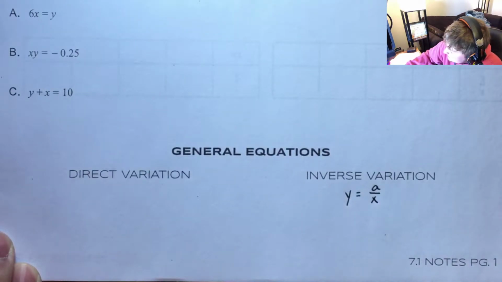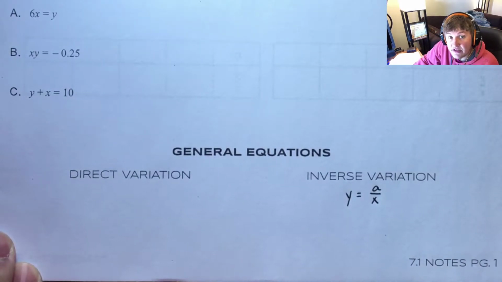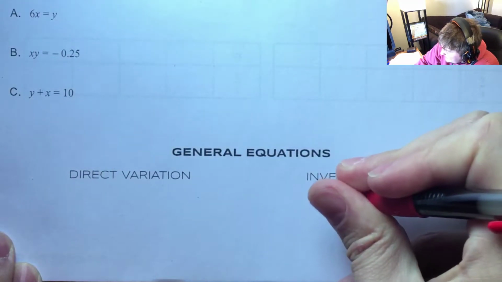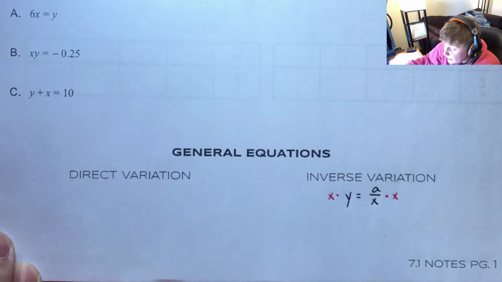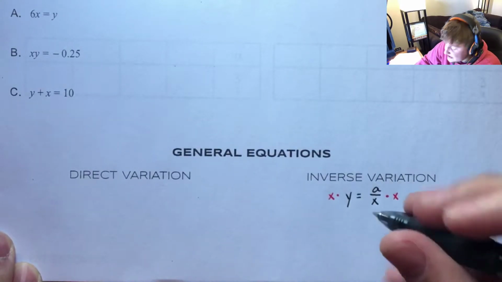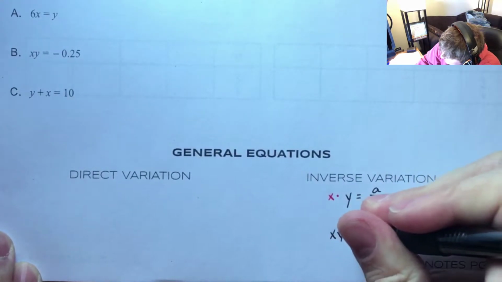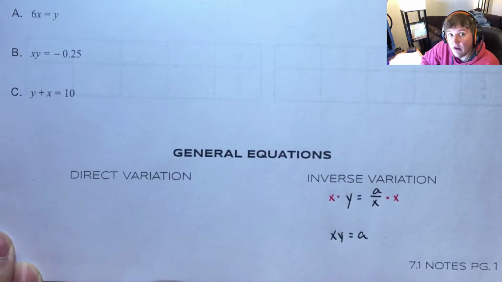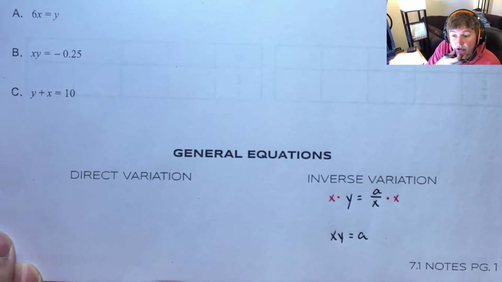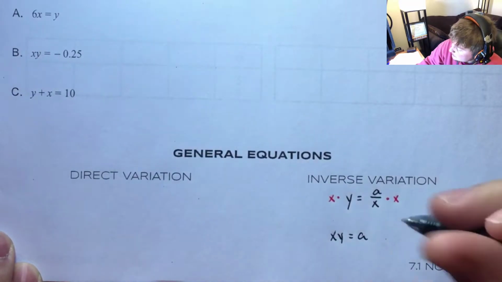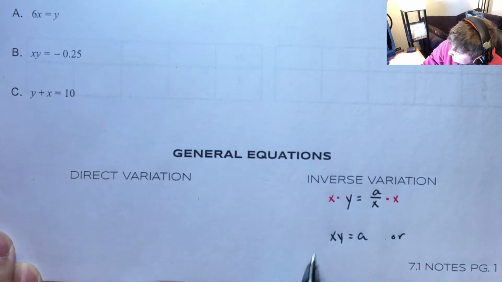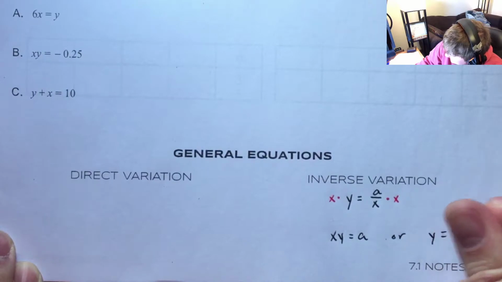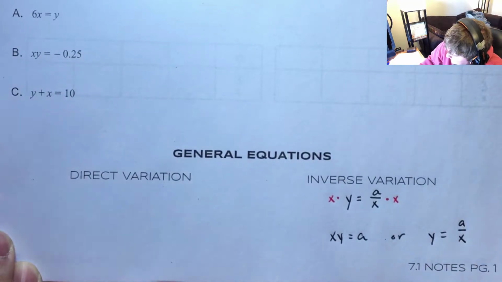Okay, and so I can take this and I can manipulate this equation, for example, I could multiply by x. Okay, and so if I multiply by x on each side, I'm going to get x times y is equal to a. And so this gives us an alternate form of what an inverse variation equation is going to look like. So now we have two equations. x times y is equal to a, or y is equal to a divided by x.